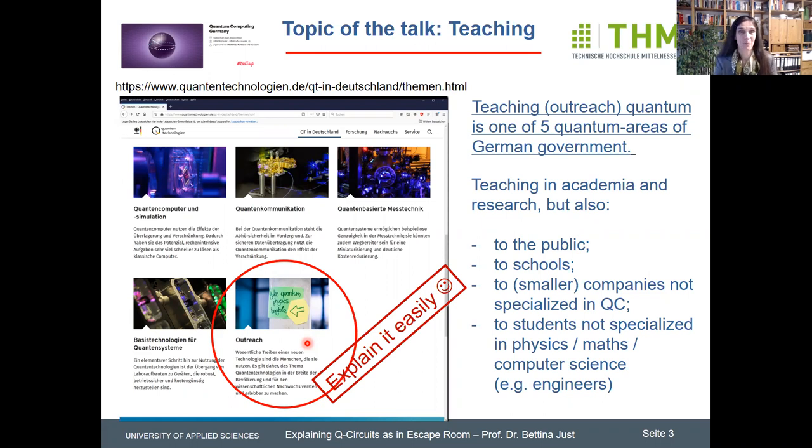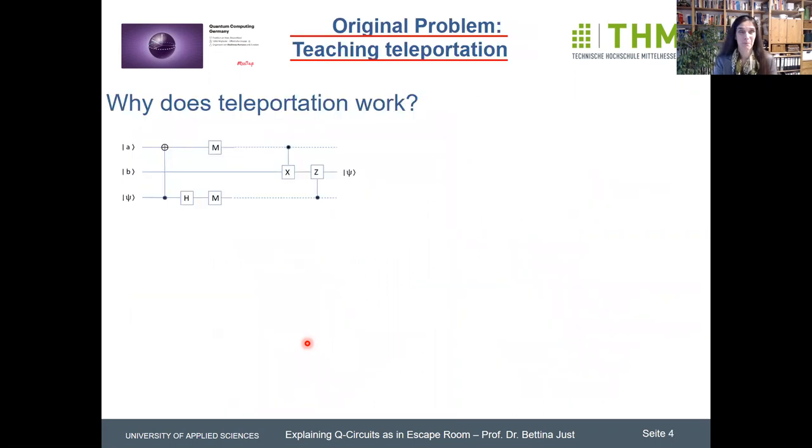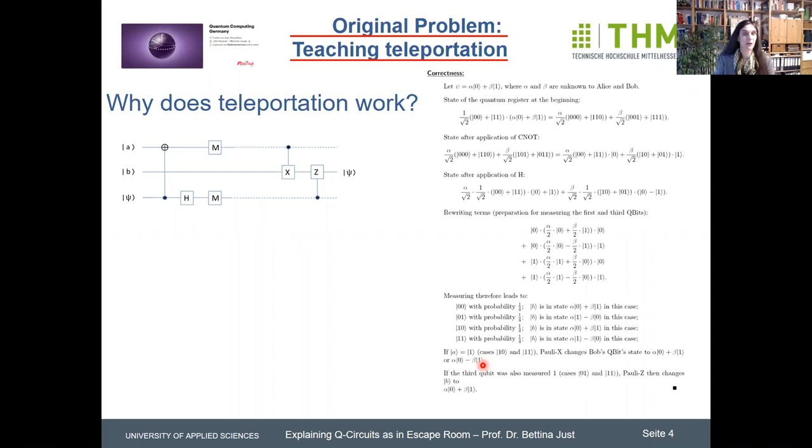The original problem, my original problem, was teaching teleportation. You see here the circuit of teleportation. If you don't recognize it, it doesn't matter. If you never saw a quantum circuit, just keep in mind this is a quantum circuit, 3 qubits going through this circuit, and this is a teleportation circuit. And I was to teach a course on quantum computing, and so the question is, why does teleportation work? And here's the answer. Oh my goodness, that's cruel.